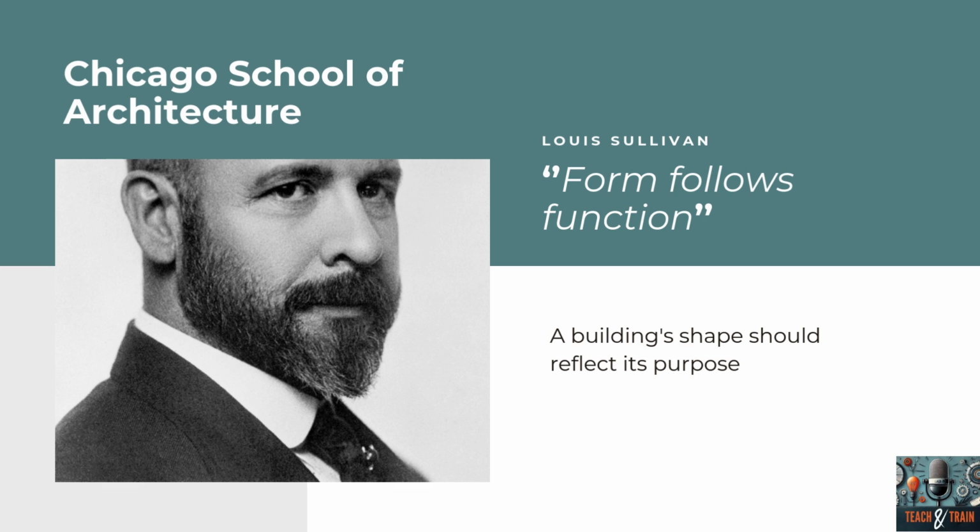Right, so it's about being practical. Exactly. So if you're designing a school, for example, the layout, the features, everything should support learning, not just look impressive from the outside. Oh, I see. So it's not just about aesthetics, it's about how the building actually works for the people using it. Precisely. So if a building is intended as a factory, for instance, its design would prioritize efficiency and utility over fancy decorations, right? Exactly.